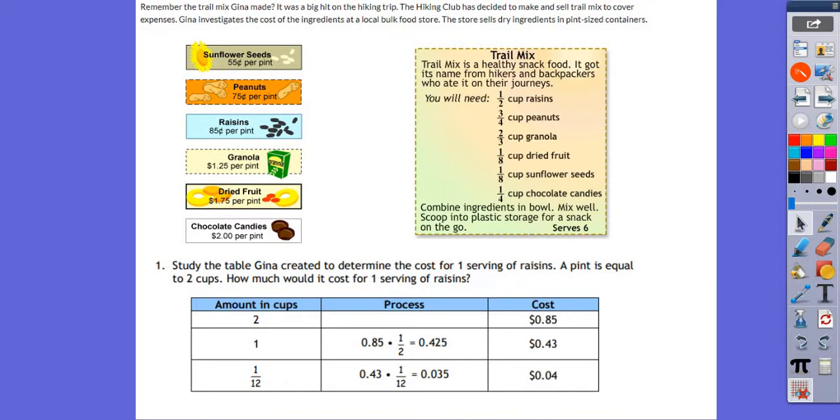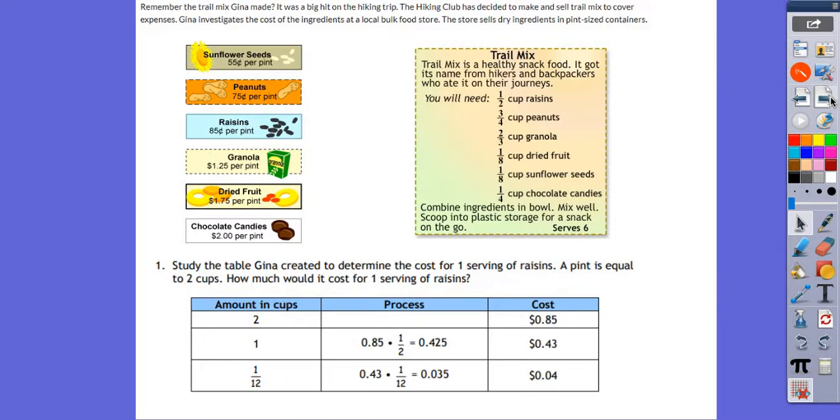All right, so we have seen this trail mix recipe before. Now they're telling me some prices of what these ingredients would cost. And number one, Gina had already done some work, and they want us to look at it and see what she has done because we're about to do some work similar to it for the other ingredients. So Gina created a table, and she wanted to find a serving size of 1 for the raisins.